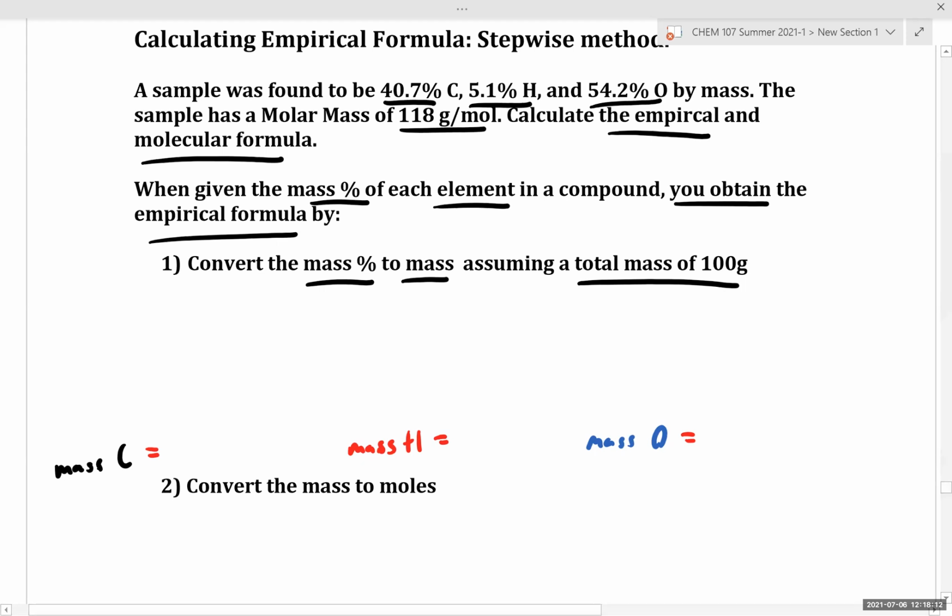So let's work through this first part together as a class, and we'll discuss as students share their responses. So we know we can calculate the mass of each element given the mass percent and the total mass. So if we're assuming a total mass of 100 grams, would anyone like to share their proposed mass of carbon, hydrogen, or oxygen?